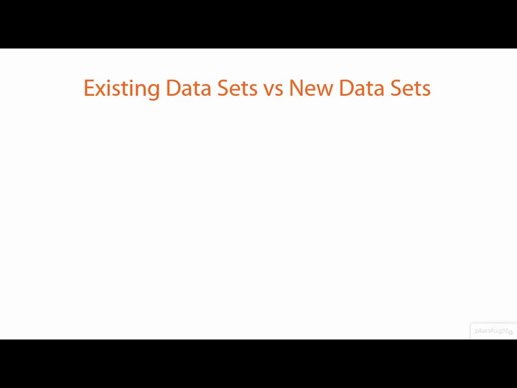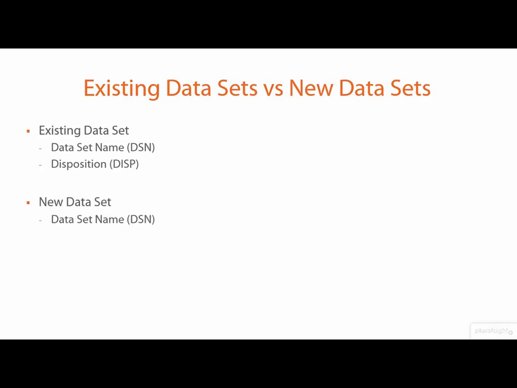In addition, we have the considerations for existing data sets or new data sets that we are creating. In the case of an existing data set, what we need to specify is the data set name and then the disposition. In other words, what, if anything, do we want the system to do with this data set once we're done processing it? In the event that we are creating a new data set, then again, we're going to have to specify the data set name. We're going to have disposition processing in terms of what we want done with it.